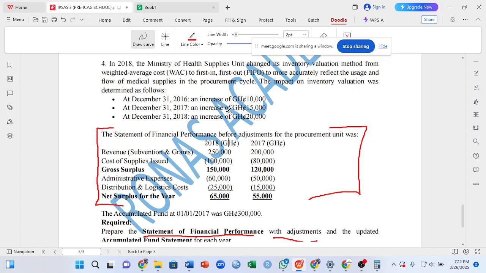So the inventory for 31st December 2016 is going to affect 2017. I understand you are not there yet. I'm talking about the statement of financial performance. Which item will it affect? Will it affect your revenue? Will it affect cost of sales, supplies issued? Will it affect gross surplus? Will it affect administrative expenses, distribution and logistics? Which of the items will it affect?